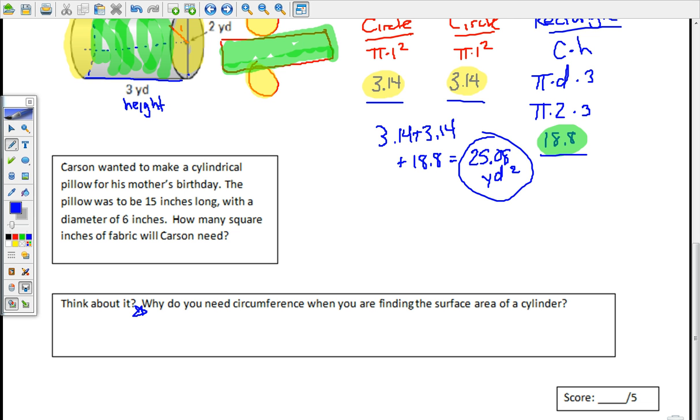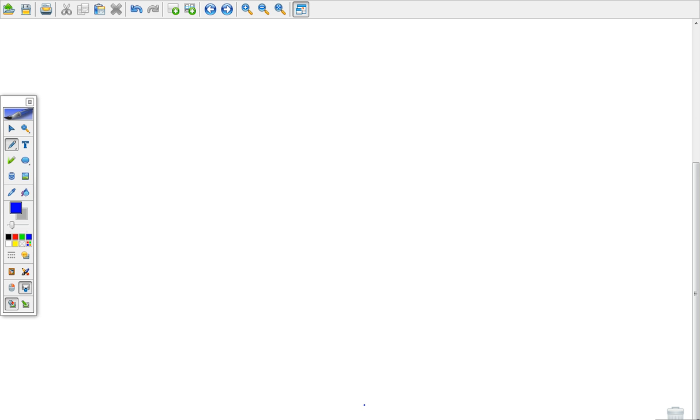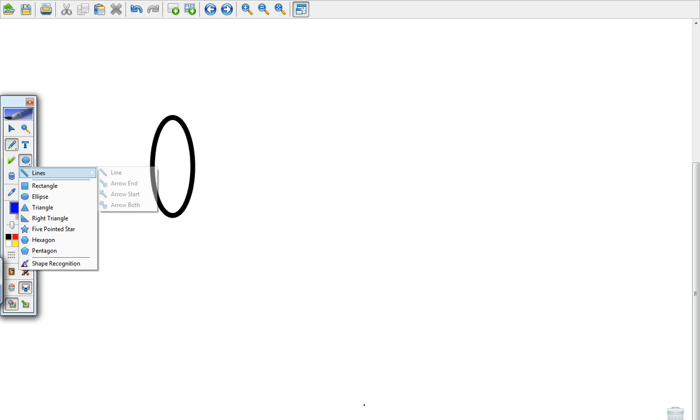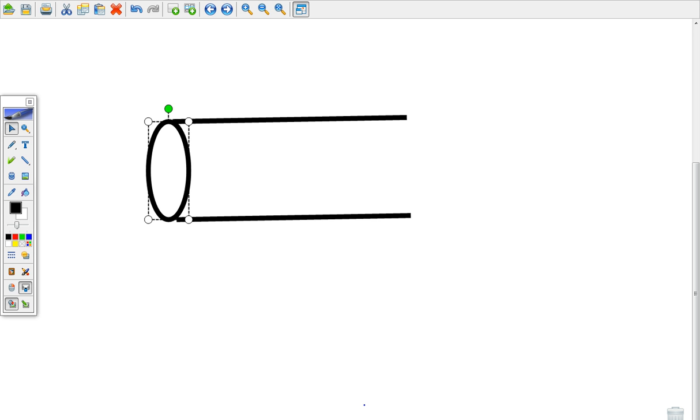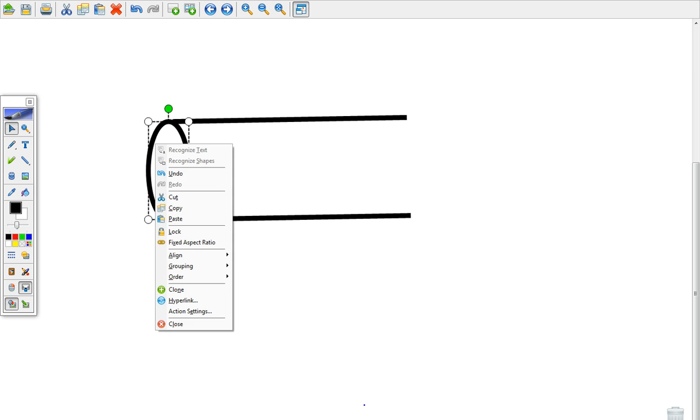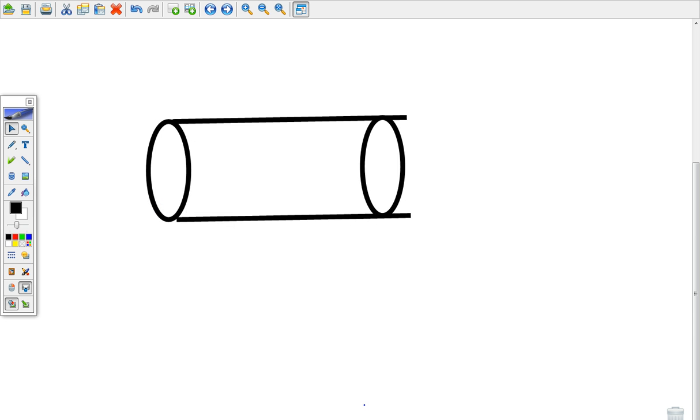So I'm going to make a new shape here of my pillow on a different page. Alright, so here's our pillow. Cylindrical pillow. And we'll kind of just make that a little bit bigger here. We'll connect our sides here. It was 15 inches long. This isn't going to be perfect, sorry about that. But well, 15 inches long and then diameter of 6. So we'll copy and paste that. So here's our pillow, basically.